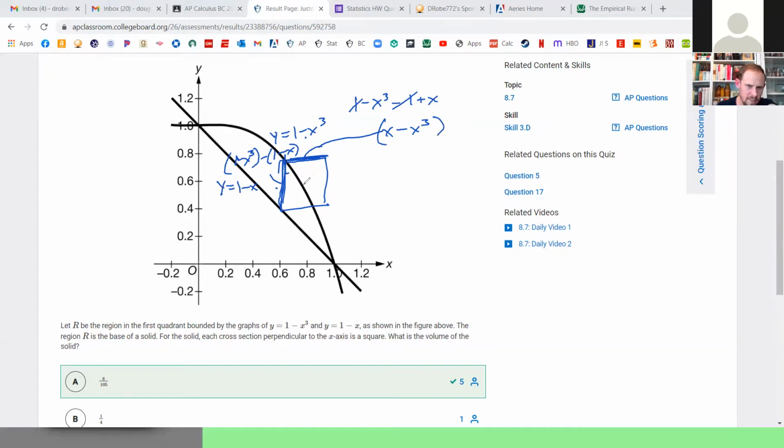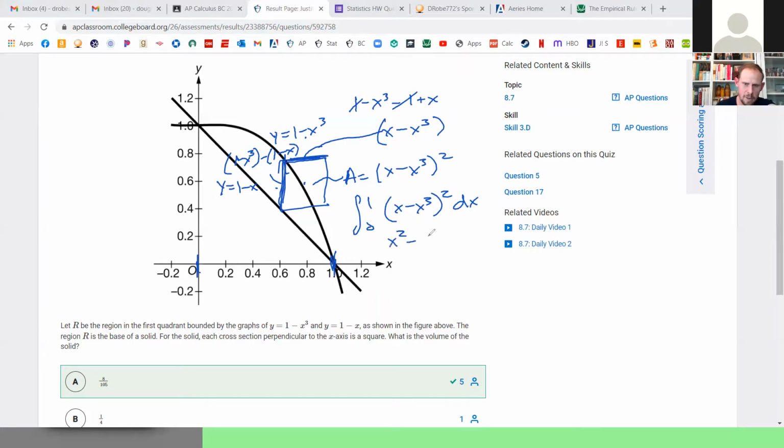So that means the area of this guy is going to be x minus x to the third squared. If we want to make this a solid, each one's going to have a little dx. So we'd be integrating from 0 where they cross here to 1 where they cross here. So it'd be the integral from 0 to 1 of x minus x to the third squared dx. And now it's just a matter of squaring this guy out.